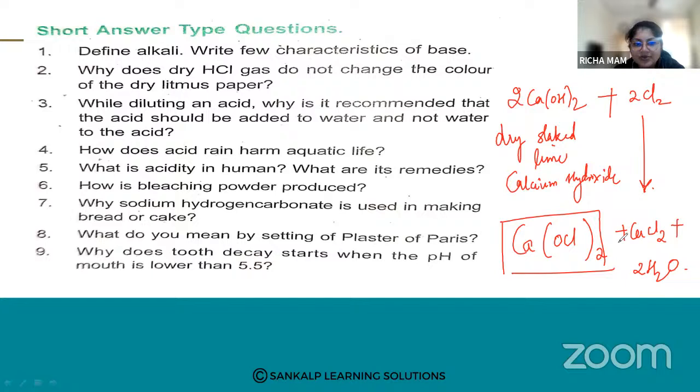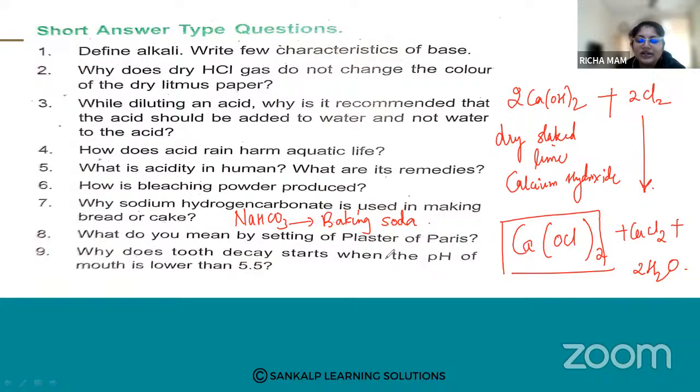Okay, let us go for the next question. Why is sodium hydrogen carbonate used in making bread or cake? Sodium hydrogen carbonate, that is NaHCO3, is also called baking soda. It is used in baking.